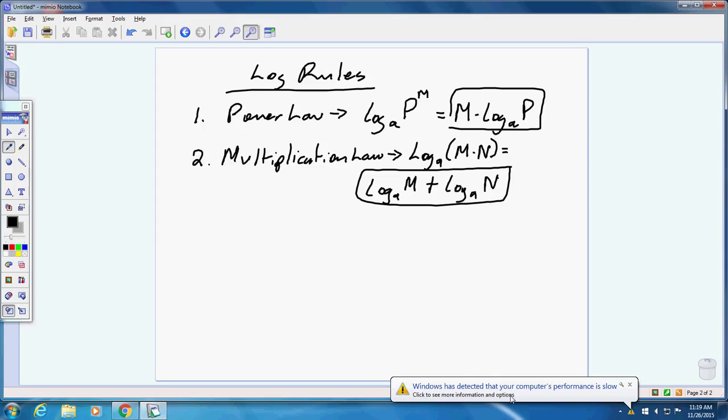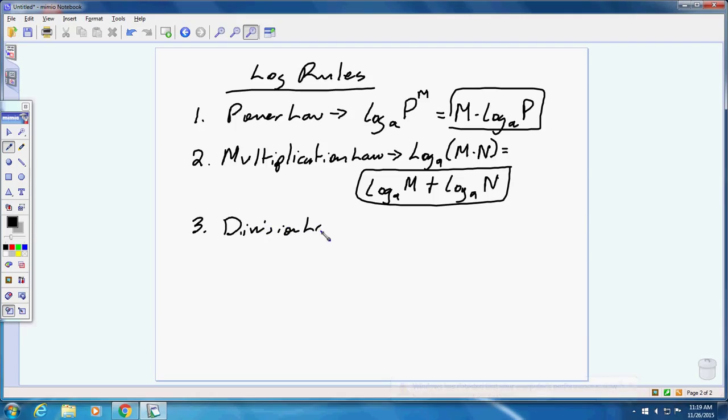Let's do, obviously, what comes after multiplication then. Whoops. The division law. So the same idea, when we're dividing with common bases, you can subtract your exponents, right? So the log base A of m subtract the log of base A of n.